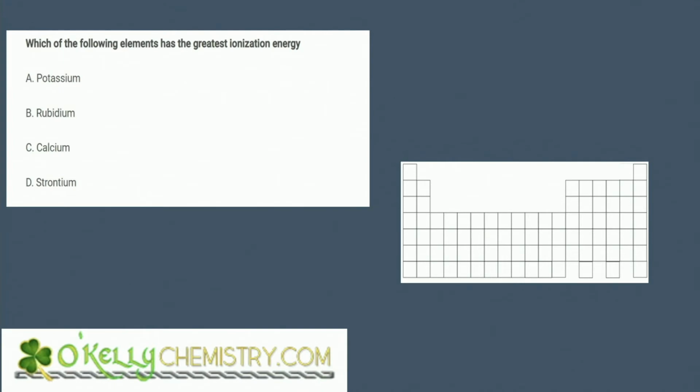So potassium is in group 1 and it's in period 4. Next is rubidium, which is underneath potassium. Calcium is to the right of potassium, and strontium is below calcium. So greatest ionization energy, again the trend, it increases moving up, it increases left to right. So we are looking for the element that is highest up and furthest right, and that's going to be calcium.